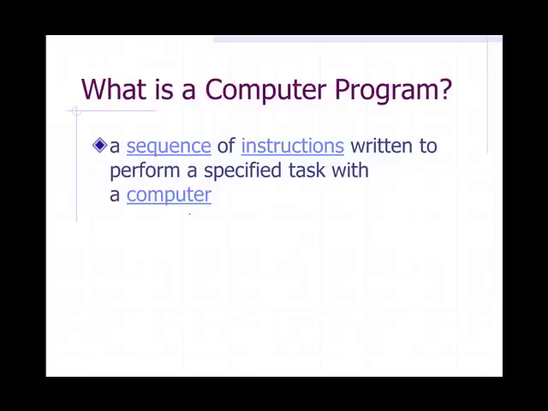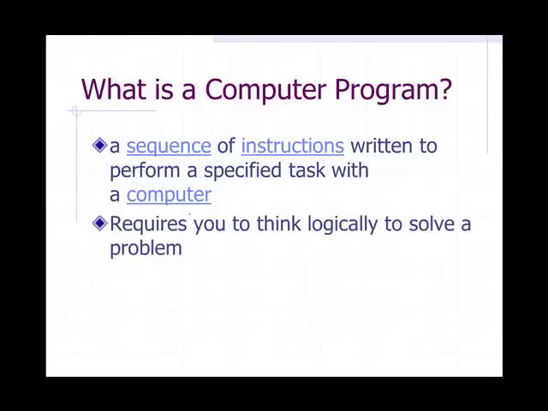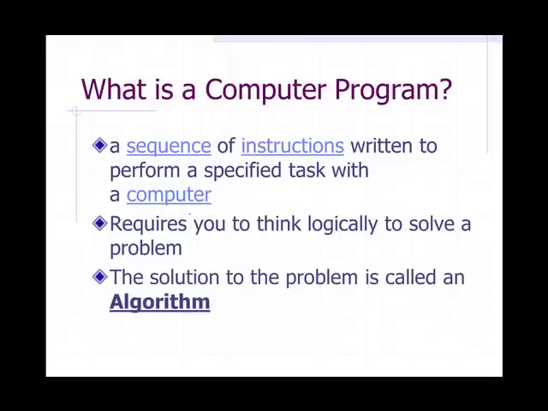So instead of making a cake, it may be to control a robot, or it may be to open a door, or it may be to control an airplane. Either way, what you have is a sequence of instructions to do a particular task. Now, these sequences of instructions require you to think logically to solve the problem. Without logical thinking, it's going to be hard to create a solution to a particular problem. And the solution that you create to the problem is called an algorithm.